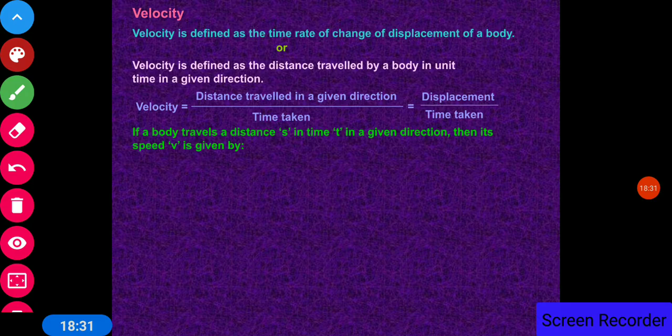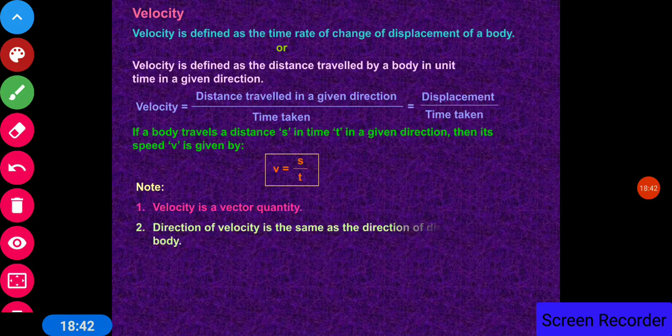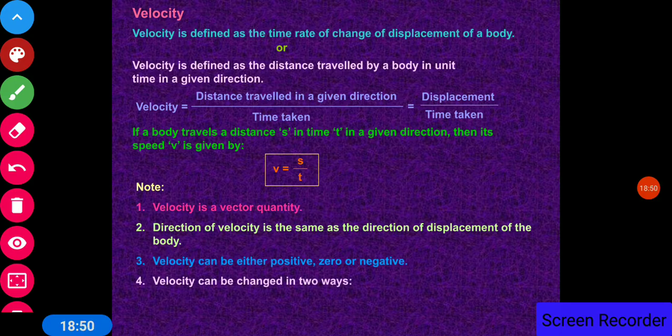If a body travels a distance s in time t in a given direction, then its velocity v is given by v is equal to s upon t. Note that velocity is a vector quantity. The direction of velocity is the same as the direction of the displacement of the body. Velocity can be either positive, negative or zero.